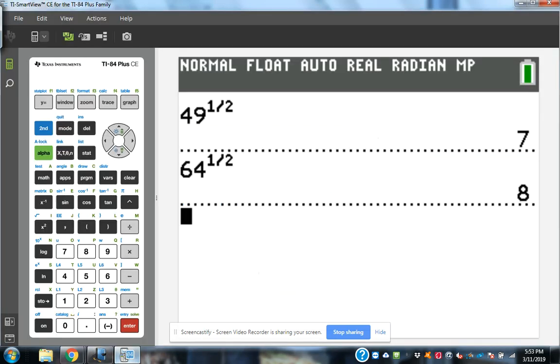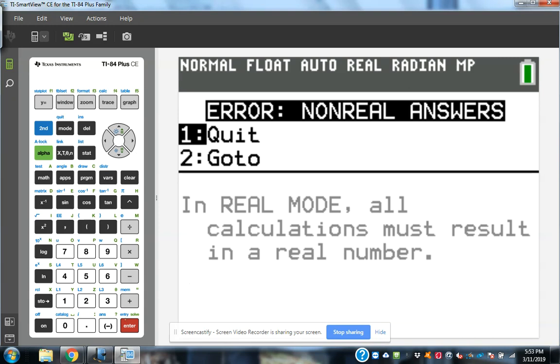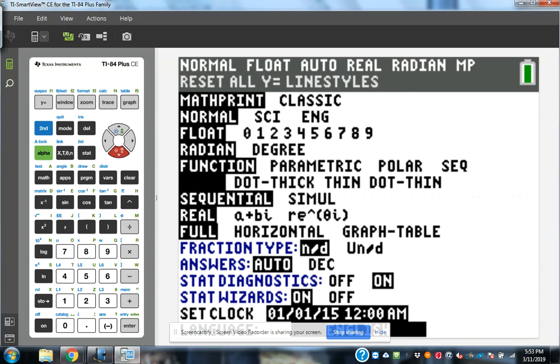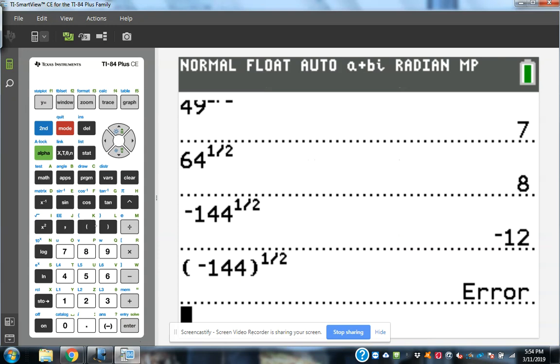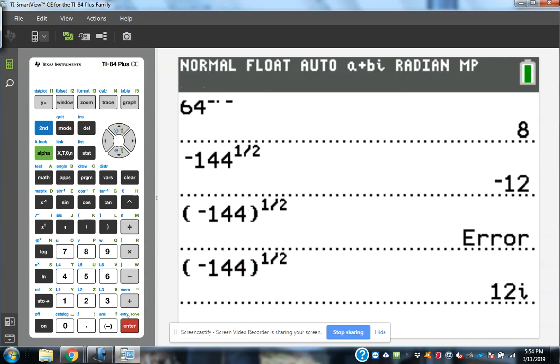And if you type that into your calculator, if you type in -144 raised to the 1/2, you get -12. Not the same if you type in -144 in parentheses raised to the 1/2. It's going to give me a non-real answer. Show mode. Change this to that. And then do that again. Which is 12i, which are two different things there.